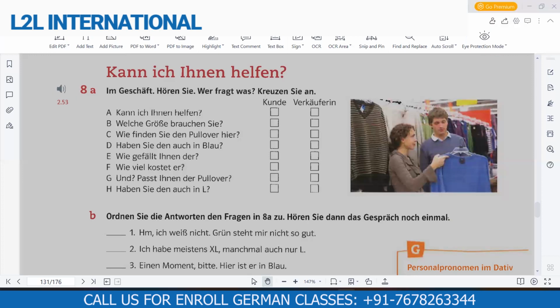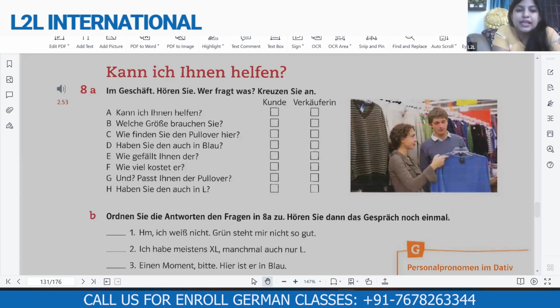Wie finden Sie den Pullover hier? Kunde. Yeah, ma'am. Wie finden Sie den Pullover hier? How do you find the sweater here? That's Kunde, richtig? Oder who asked this question? How do you find the pullover? So it's Verkäuferin. Yeah, a seller says that, you know.